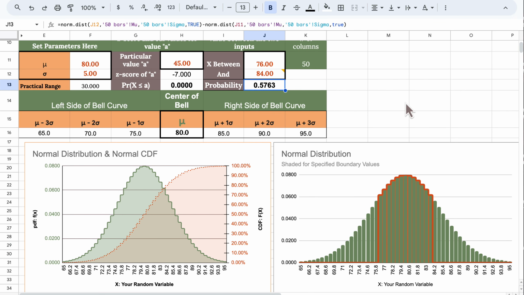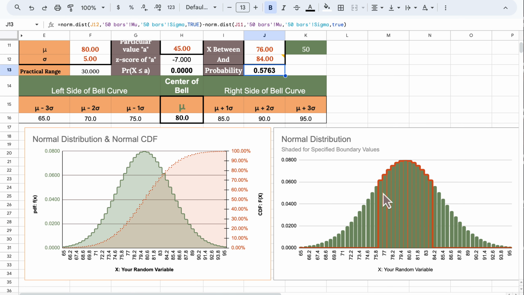This is asking about between questions. So if my mu is set at 80 and my standard deviation or sigma set at 5, and I'm asking, well, what's the probability that my random variable, the thing that I'm interested in, falls between 76 and 84, well, there's a 57.63% chance that that's what's going to happen. And this is a visualization of that.